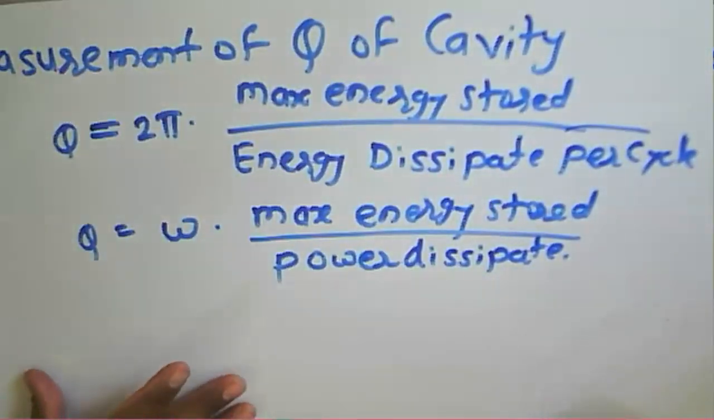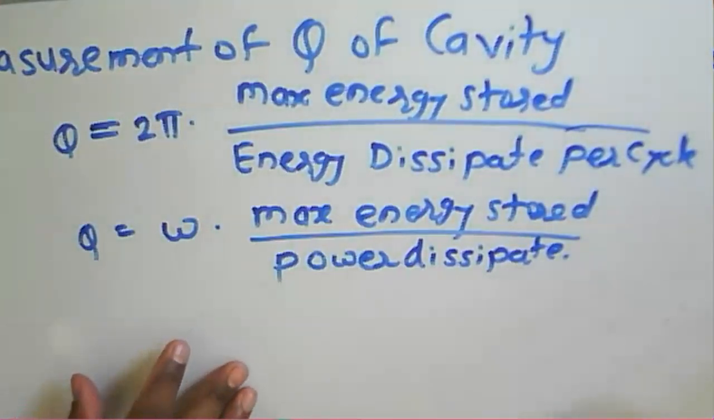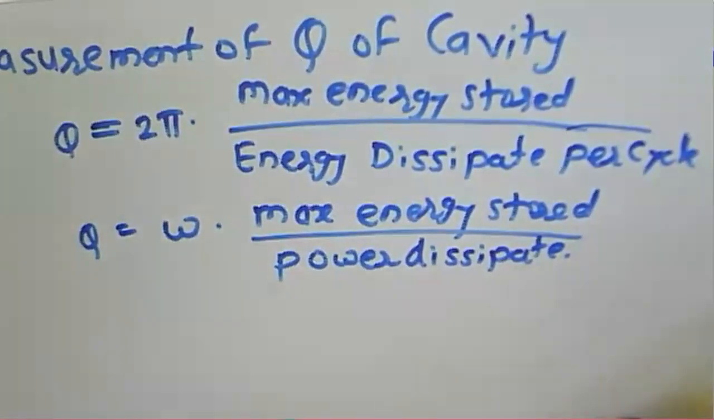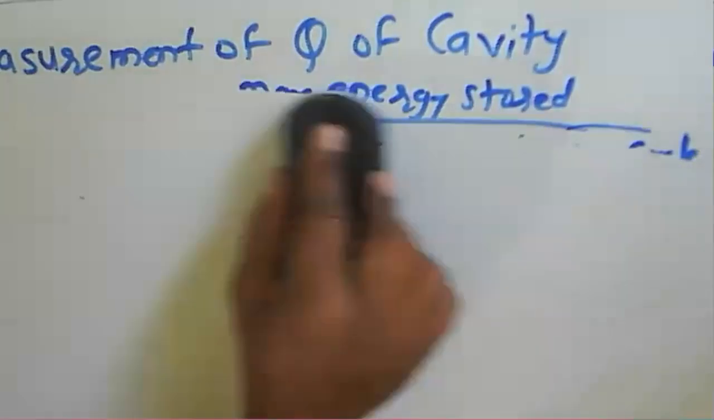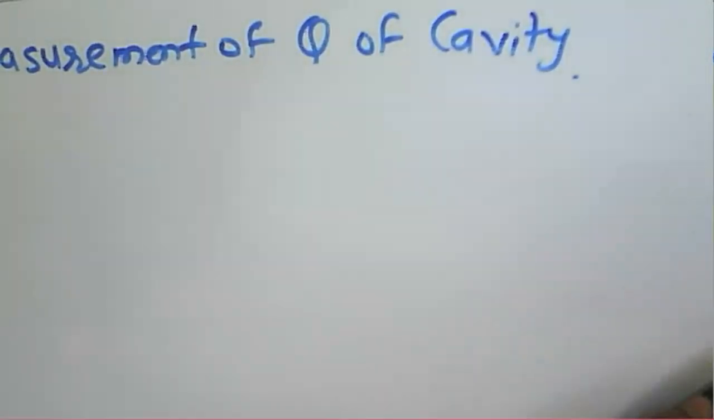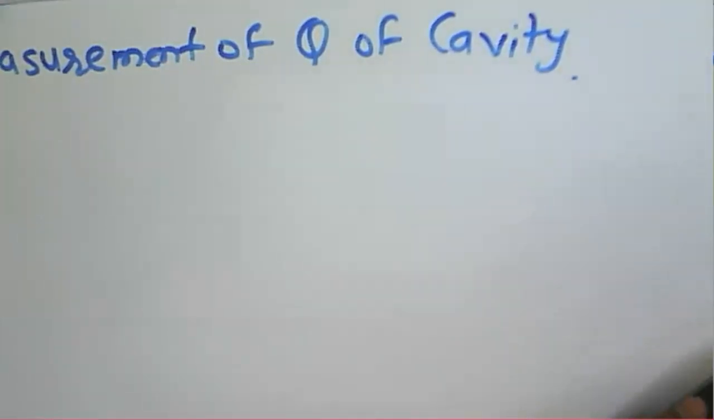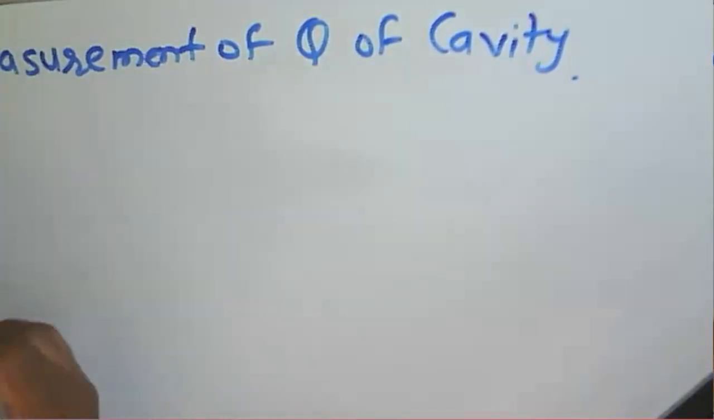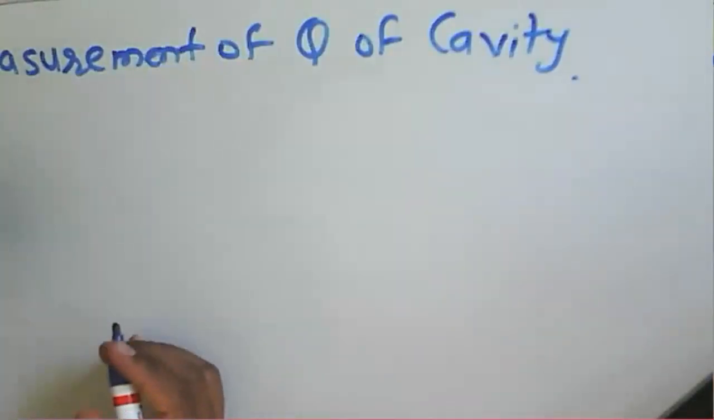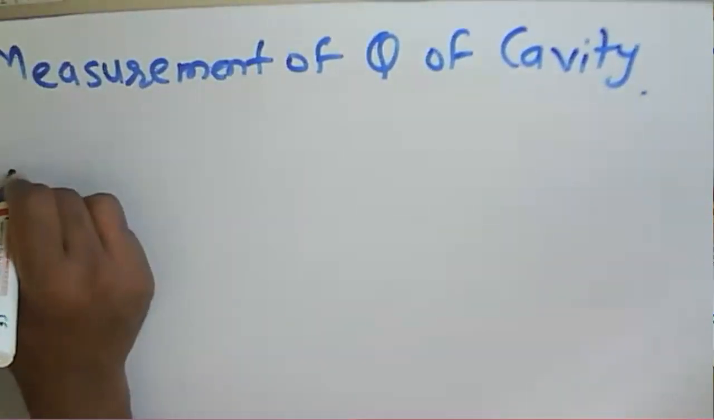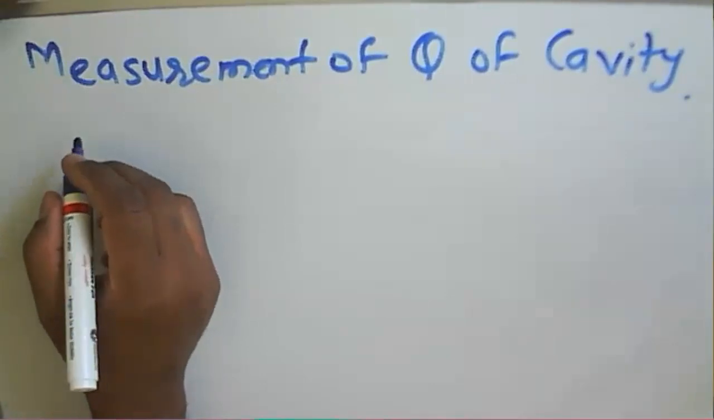For any cavity, the Q depends upon the cavity length and so on. We have seen already earlier what will be the resonant frequency of the cavity, and based on the resonant frequency, the effective bandwidth of the device can be measured, and it depends upon the size of the cavity. So we consider what are the basic blocks of the microwave measurement.